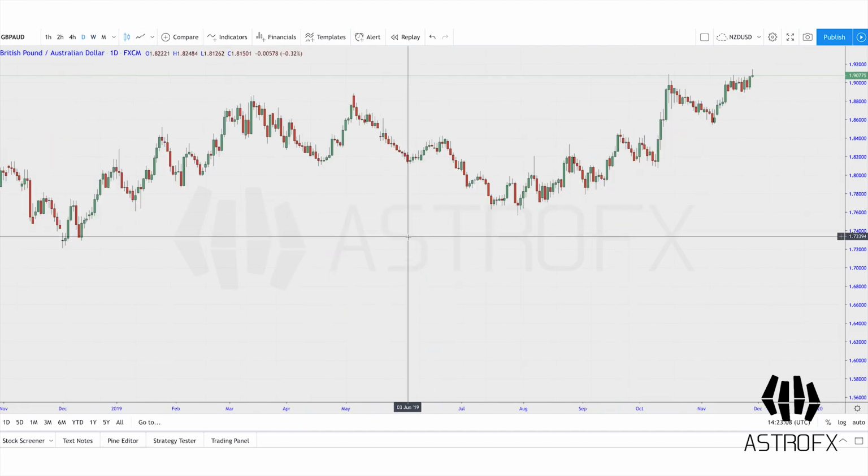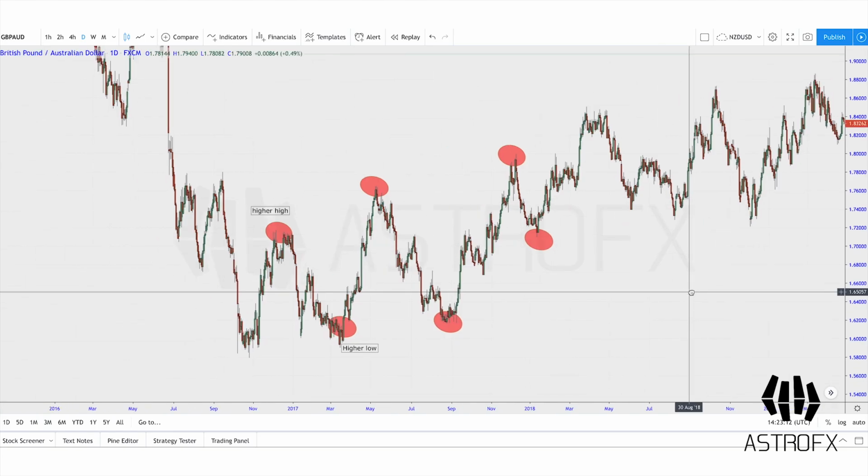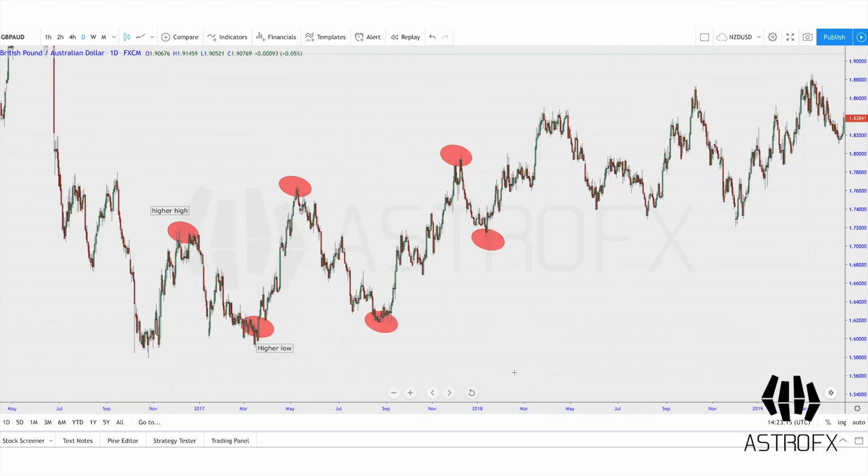You may want to do a daily time frame. Let's just zoom back, there you go. And there, you can see the higher highs and higher lows in a little bit more detail.